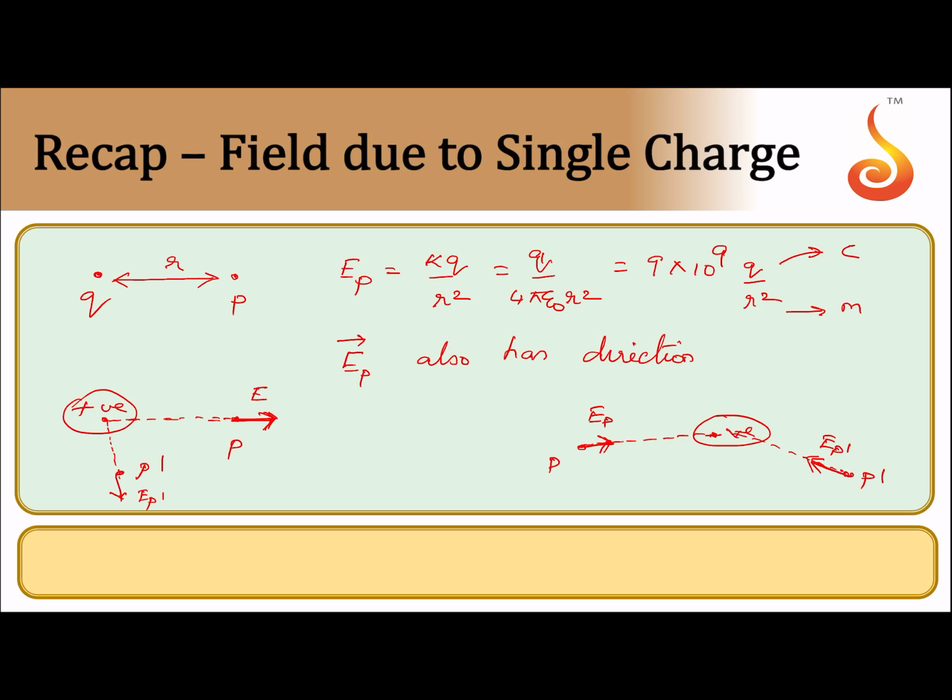So these are your basic ideas when you have electric field due to a single point charge. The magnitude of the electric field is kq by r squared, or q by 4 pi epsilon naught r squared, and the value of k is 9 into 10 power 9, and it's a vector, therefore it has a direction.